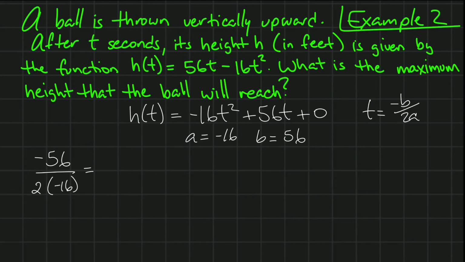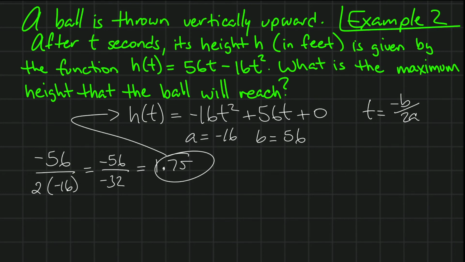We simplify the top and the bottom. That gives us negative 56 over negative 32. And when we simplify that, that gives us 1.75, which is going to be our time. So the question isn't asking us about the time. This question is asking about the height. So we're going to plug in our time back into the original equation.